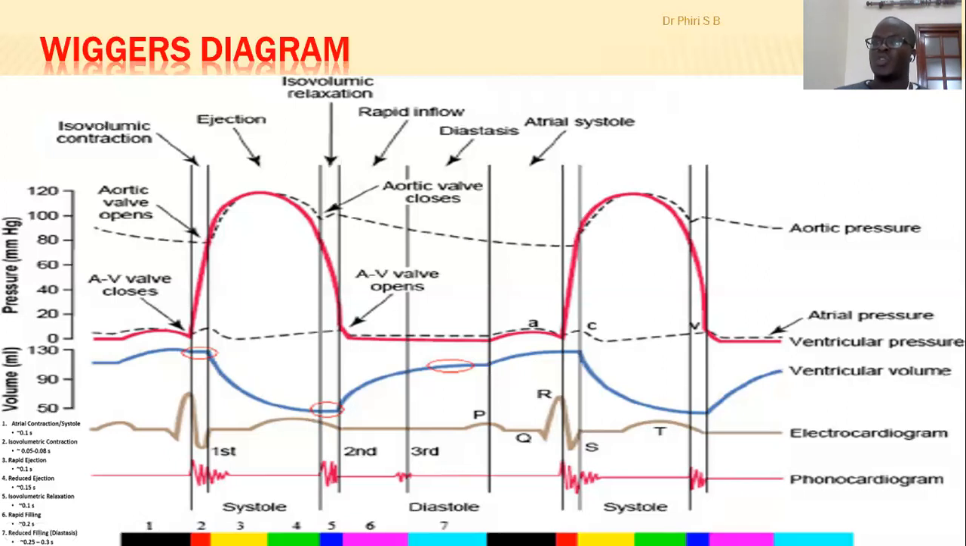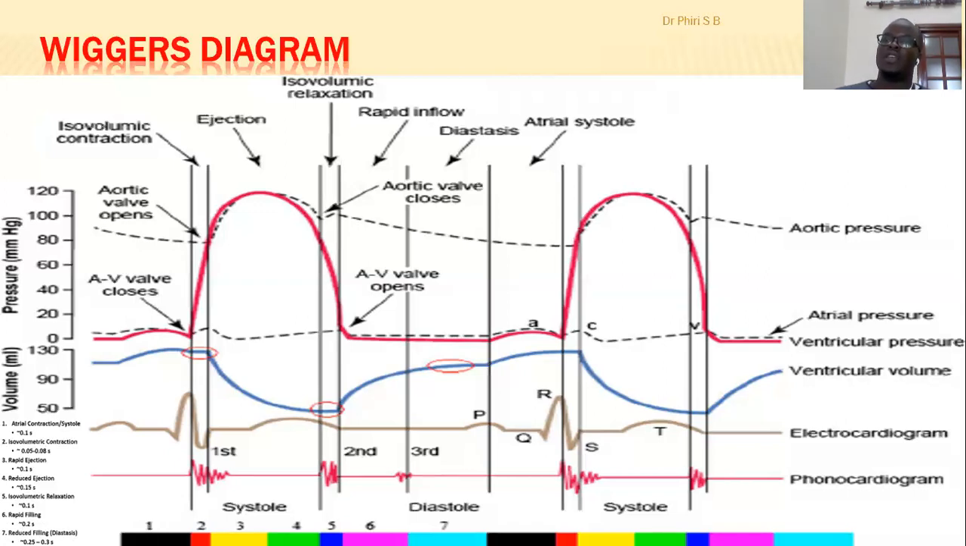Then you have the total 100% of the stroke volume that has been ejected into the aorta or the pulmonary trunk. After that, the pressure within the ventricles will start reducing as the ventricles begin to relax. So it will reduce to less than 80 millimeters of mercury. When it reduces below that in the left ventricle, the aortic valve is going to close because the pressure within the aorta is more than the pressure in the ventricles.